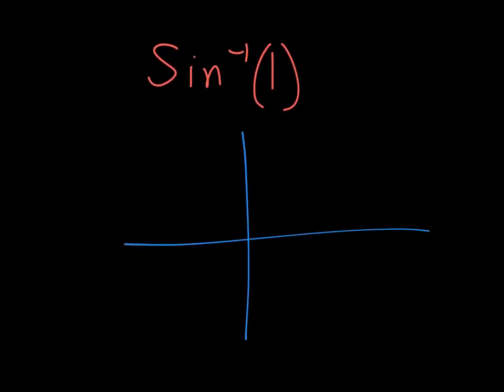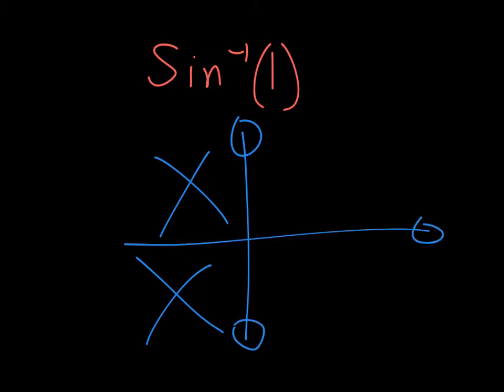Would you agree that only a couple of quadrants are options? KL, can you tell me which quadrants are thrown out because I'm doing inverse sine? Good. 2 and 3 are out. And can it be there? Can it be here? Can it be here? Yes, it can be any of those 3 places.